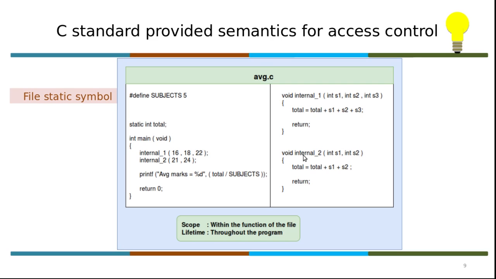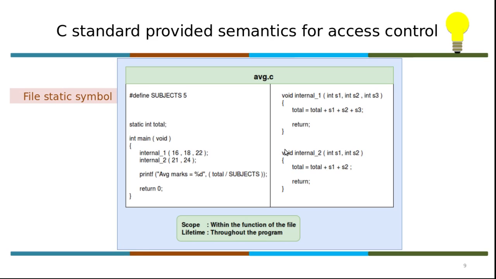Any other file which is a part of the program cannot access this symbol called total. And the functions are very much self-explanatory. It is to show that this total, without any declaration within the function, can directly use this symbol. And the scope is again within the functions of the file, and the lifetime is throughout the program.